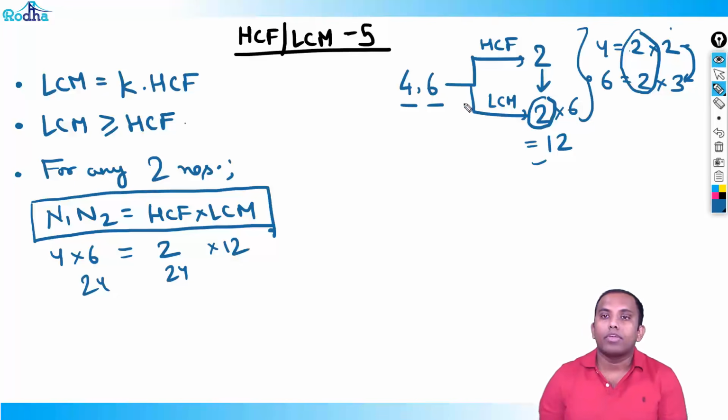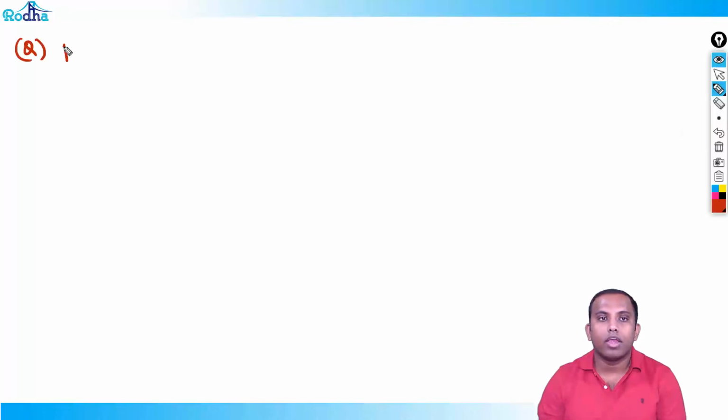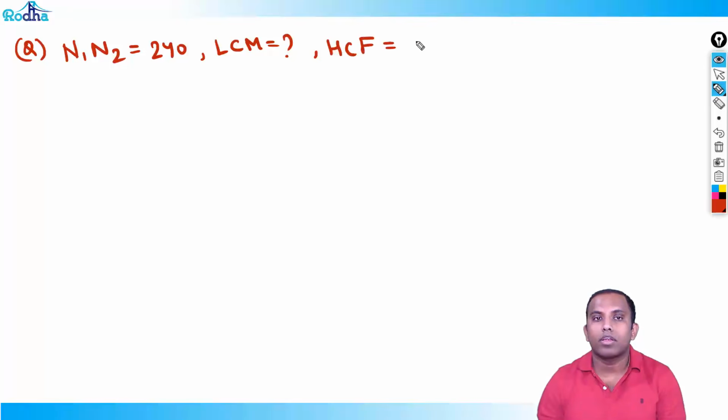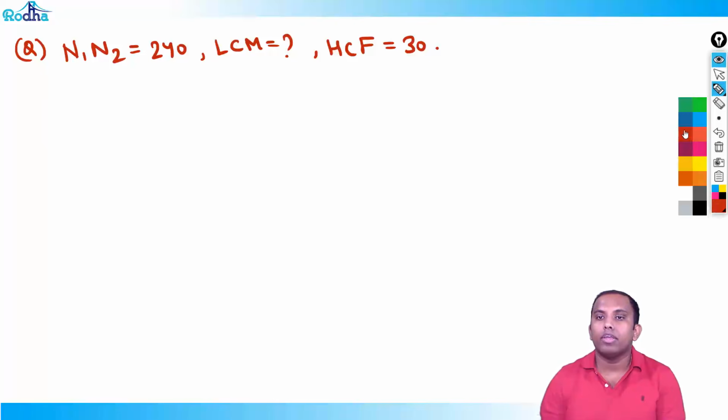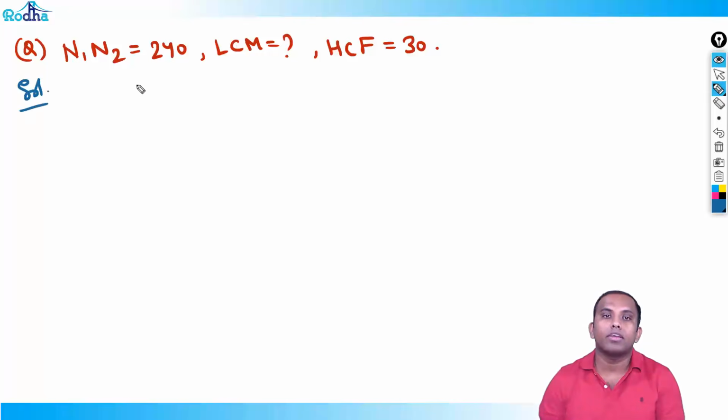Then we can solve a few questions based on this. The first question: n1 into n2 is equal to 240, and we need to find their LCM if their HCF is given as 30. So what is the question here? n1 into n2 is 240. We need to find their LCM if the HCF given is 30.